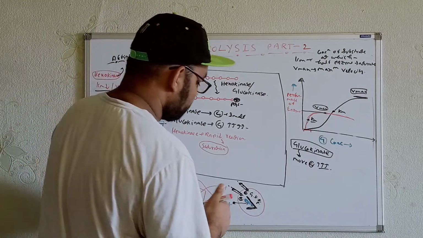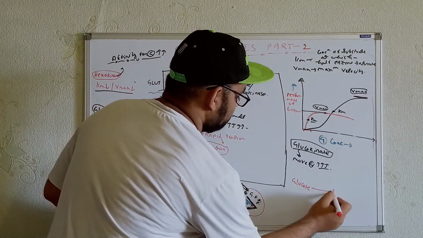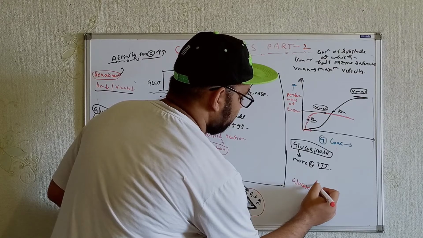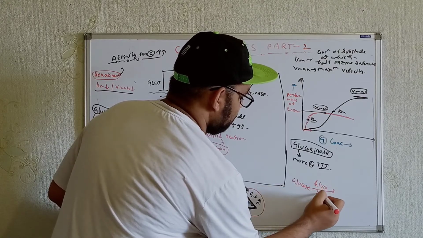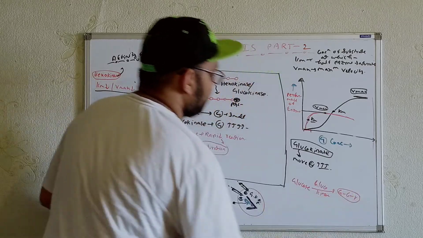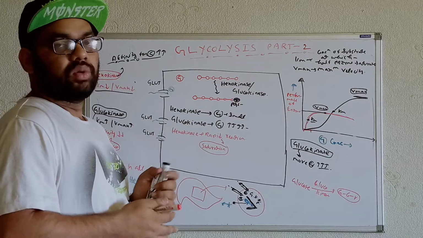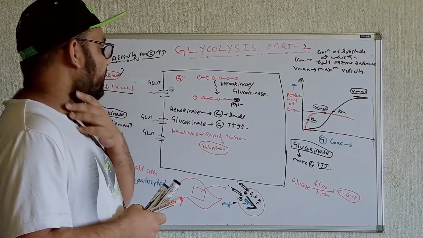It will convert the glucose into, let me write it over here, glucose 6-phosphate, just like this. So this was basically the comparison between the hexokinase and glucokinase enzymes. This is the first step. There are more steps.